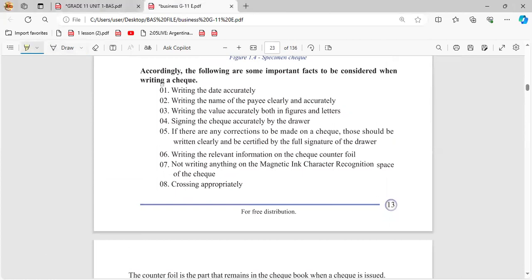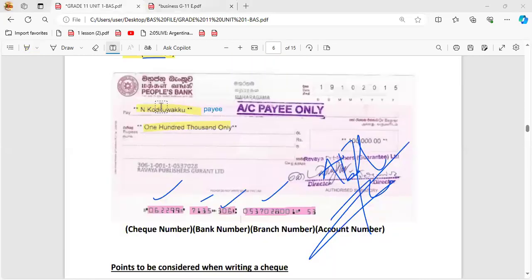Writing the date accurately. You have to write the correct date. Am I clear? And also write down the name of the payee. Who is the payee? Tell me. Payee is the person who is supposed to receive the money. Writing the value accurately, both figures and letters. Look here. Here, you have to write the amount in words, and you have to write this in numbers.